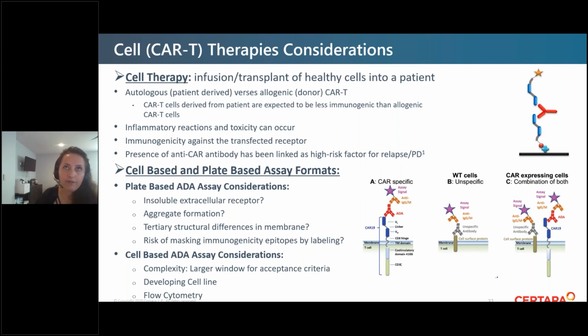The benefit of having a cell-based assay is that you have the whole tertiary structure being expressed as you would expect, versus a plate-based assay, where you could have aggregate formation. The extracellular receptor that you developed as your target can be insoluble. And you have to label your reagents here, and that could mask the epitopes. So there are benefits to both the cell-based and plate-based assay, and you have to figure out what's going to be best for your program.